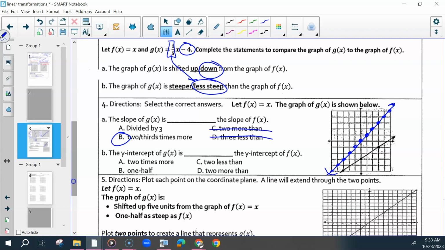The same thing for the y-intercept. Y-intercept is not multiplying or dividing, so you can get rid of A and B. So comparing, which one is it? 2, that should actually be 3, not 2. But it's 3 less than. It shifted down 3. So C.